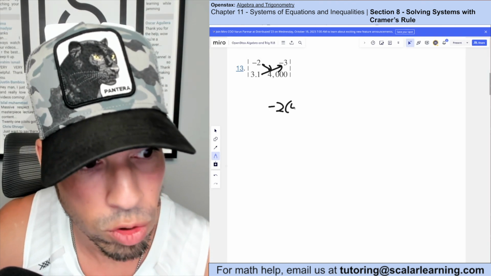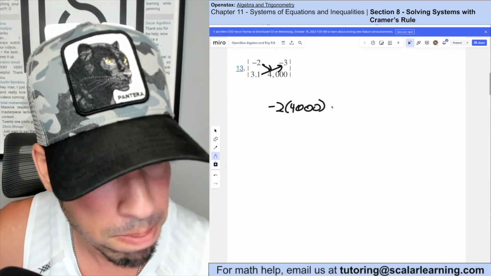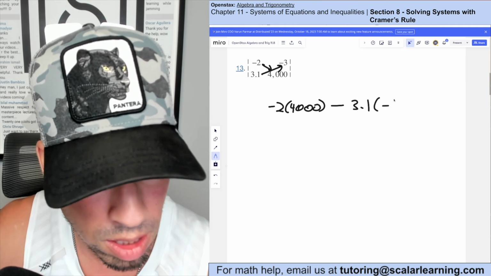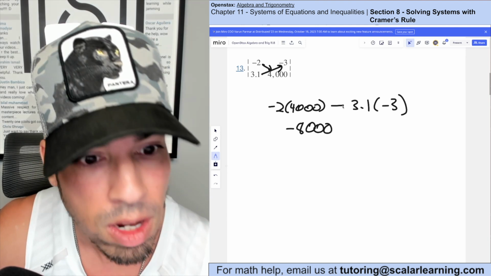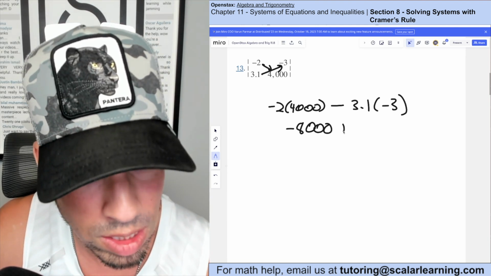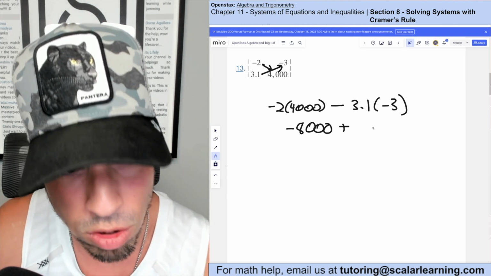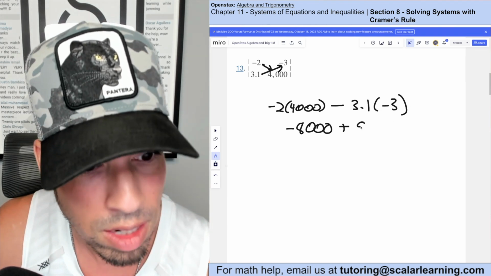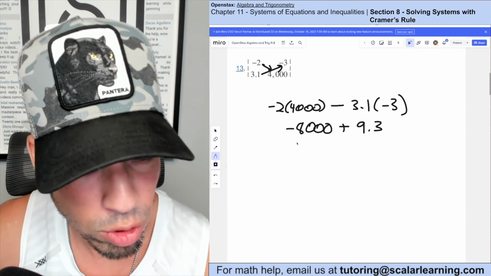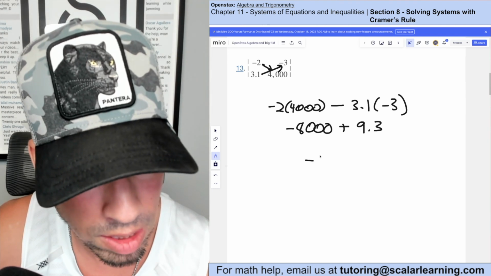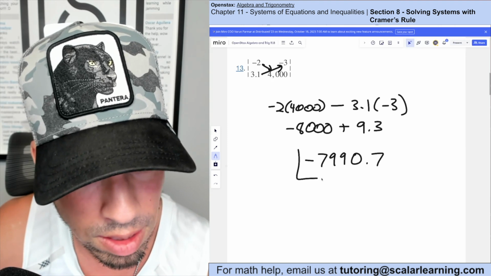So for this one, we do that times that minus that times that. So -2 times 4,000, this is just the basic way we calculate a determinant, minus 3.1 times -3. So -2 times that is -8,000. -3.1 times -3 is positive, right? Because it's going to be that minus and a negative there, so they're going to cancel out. So plus 9.3. So basically, this is going to be like 8,000 minus 9.3, except the final answer is going to be negative. So it's -7,990.7. That's how you do it.